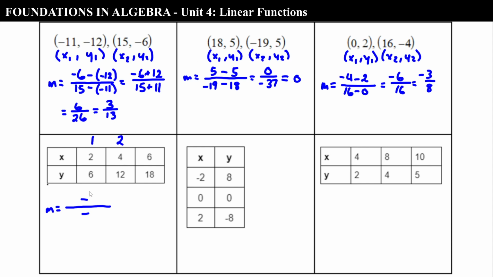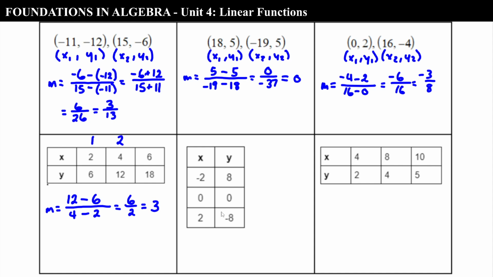So our y2 is going to be 12. Our y1 is going to be 6. Our x2 is going to be 4. And our x1 is going to be 2. 12 minus 6 is 6. 4 minus 2 is 2. And 6 divided by 2 gives us 3. So our slope is 3.